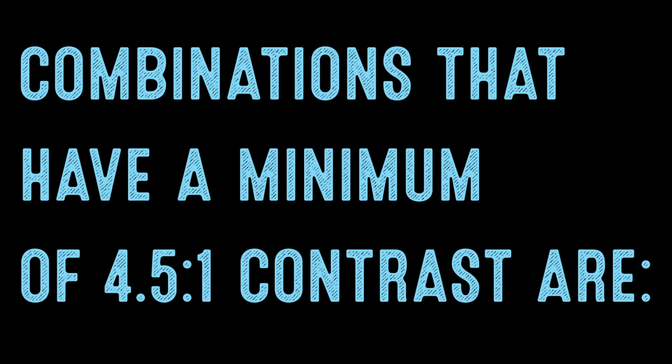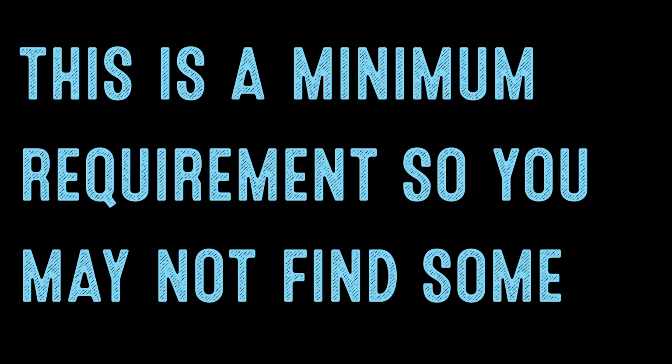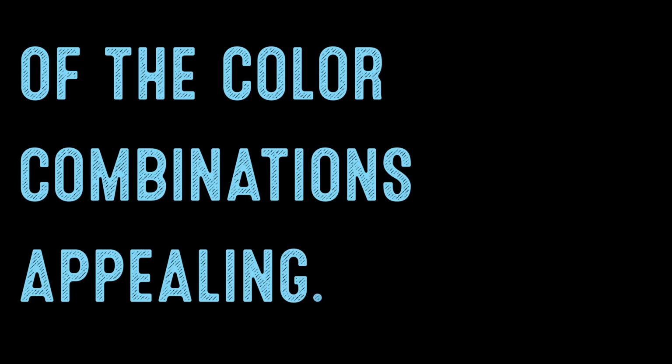Some examples of color combinations that have a minimum of 4.5:1 contrast are gray, hexadecimal code 767676, on white, hexadecimal code FFFFFF, and red, hexadecimal code E60000, on yellow, hexadecimal code FFFF47. This is a minimum requirement, so you may not find some of the color combinations appealing.